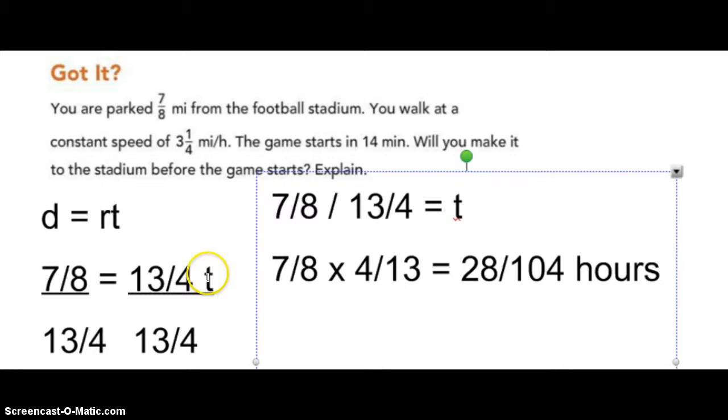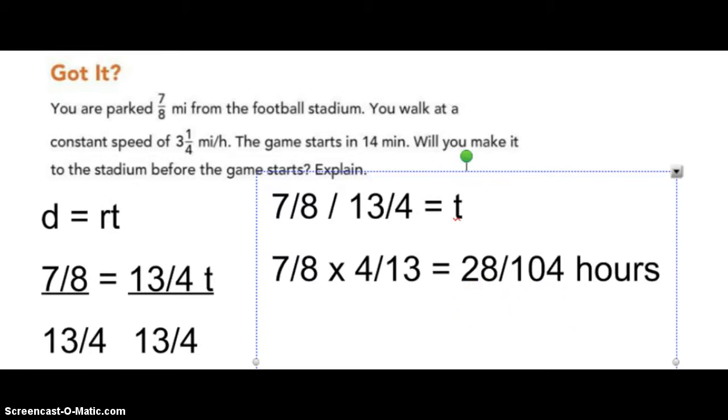We don't know the time. To get 13/4, I just changed 3 1/4 into an improper fraction. To get time by itself, I divided both sides by 13/4. That would cancel out here to get t by itself and give us a complex fraction. So we have 7/8 divided by 13/4 equals time. Flip and multiply, and you end up getting 28 over 104 hours.